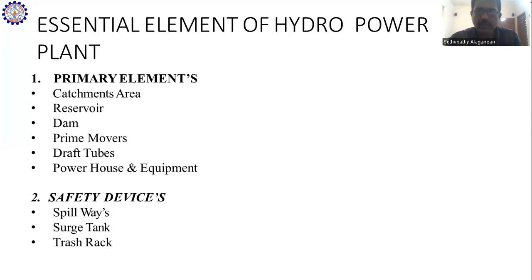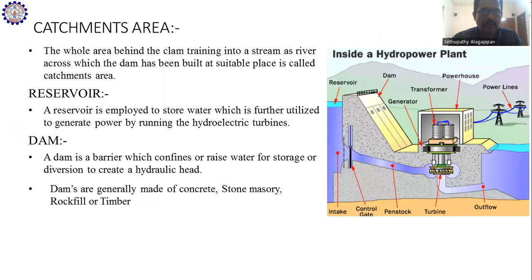So the essential elements of hydropower plants. Primary elements: catchment area, that is the dam or some other water source areas, reservoir, dam, prime movers, draft tubes, and powerhouse and equipment. Safety devices: spillways, surge tank and trash tank. The catchment area means the water source, the water storage areas. And reservoir and dam are the same. The figure shows which one is the reservoir and dam and where the catchment areas are in India.